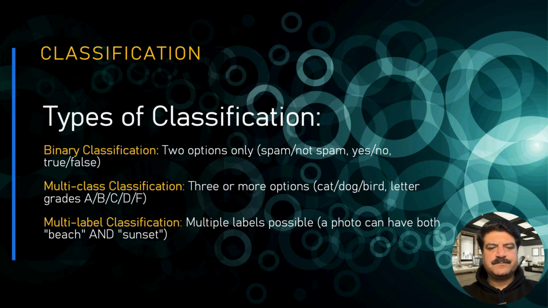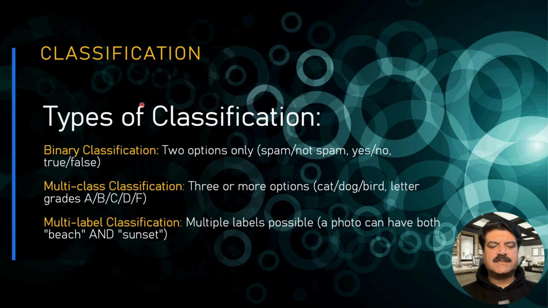Now, looking at the types of classification, we have three major types. One is binary classification, the second is multi-class classification, and the third is multi-label classification. So what are these? Binary classification means two. We have two options only: spam or not spam, yes or no, true or false. So this is binary classification.